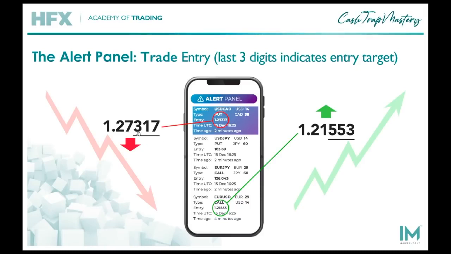So in this case, it would be 317. So if price is currently at 1.27300, you would want to wait for price to come up to 317 before entering the trade. In the example of the euro to US dollar call option opportunity found here, we have a number of 1.21553. So looking at the last 3 numbers of this particular price, we would want to wait for price to get to this specific number, focusing mainly on the 553 as our target entry price.